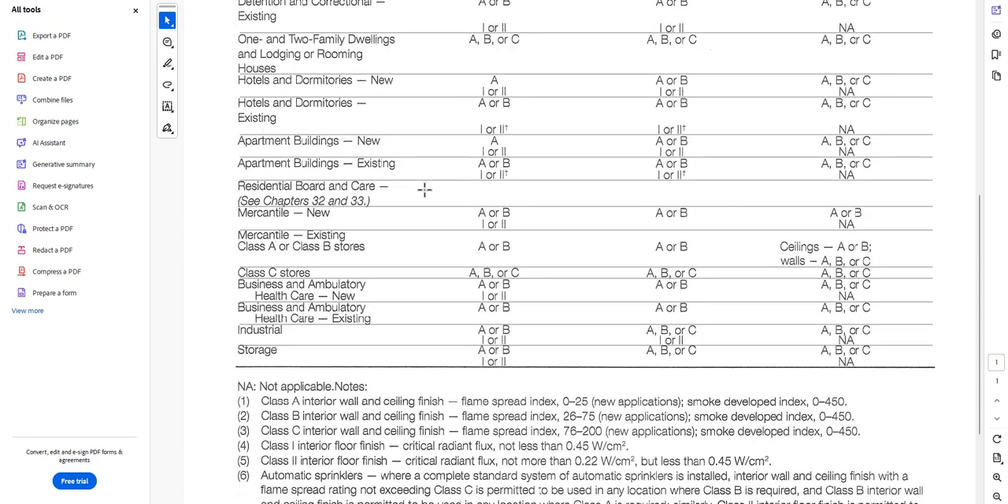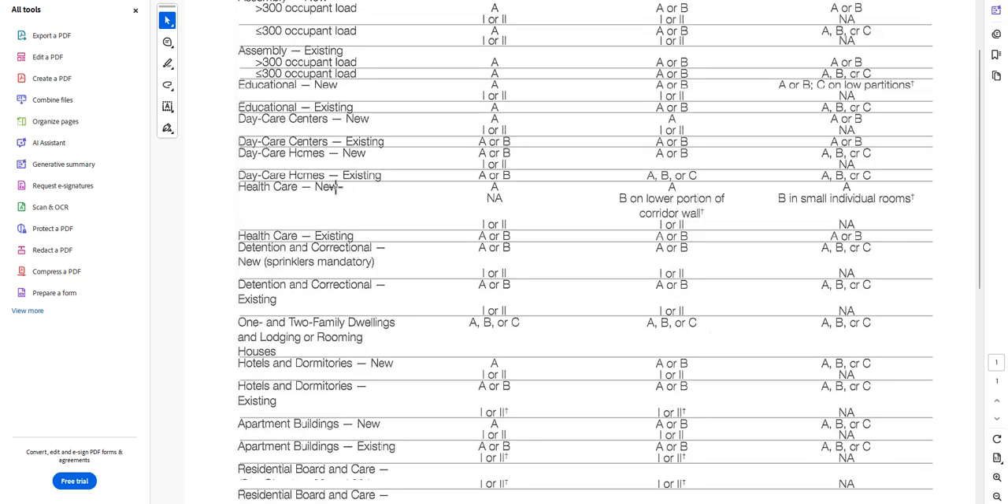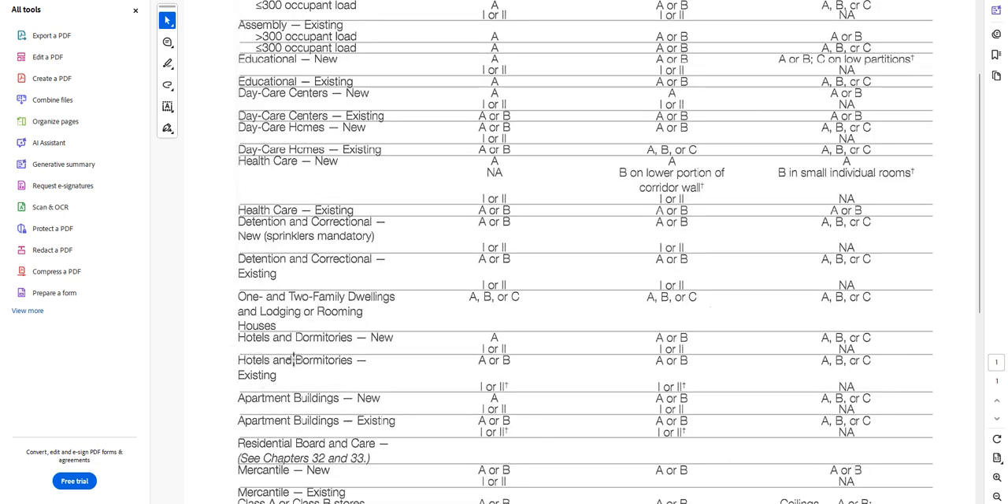Let's scroll down to business. Again, business and ambulatory healthcare. Well, it's business, existing. Again, for an exit, it's A or B. But because A is more stringent, B is not going to be an option for us. And there is no flooring information. All right. So then let's go to the hotels. Again, hotels and dormitories, existing. A or B. Again, A is going to be what you're going to use.